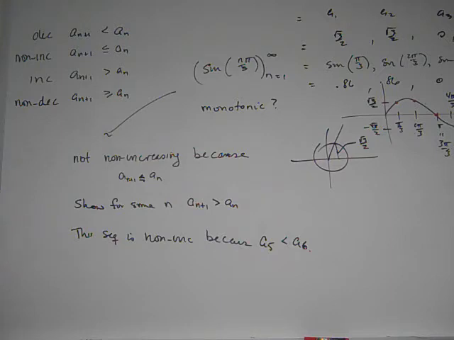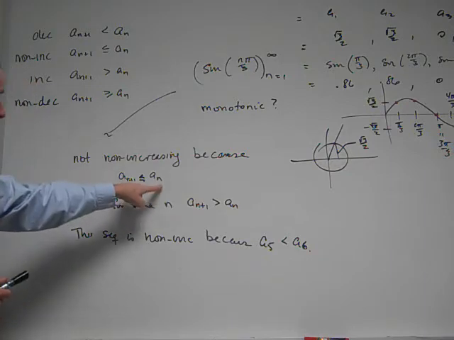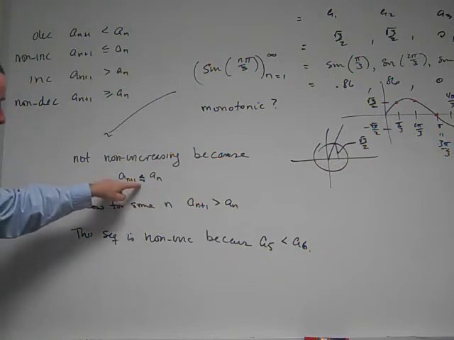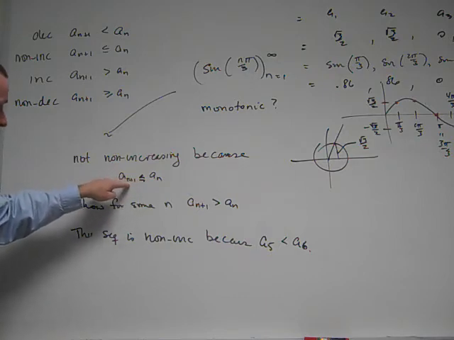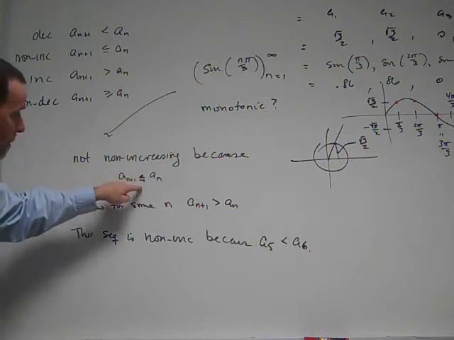I know, the language is baffling. It's all the double negatives that make it hard. "It's not non-increasing" means this is not true. If it's not always true that a sub n plus 1 is less than or equal to a sub n, then what does that mean? There must be some n such that a sub n plus 1 is bigger than that.